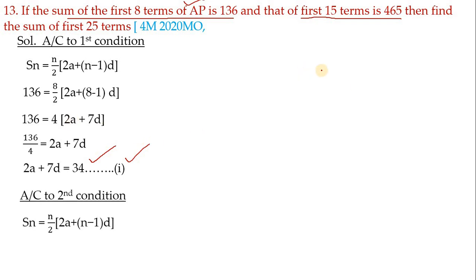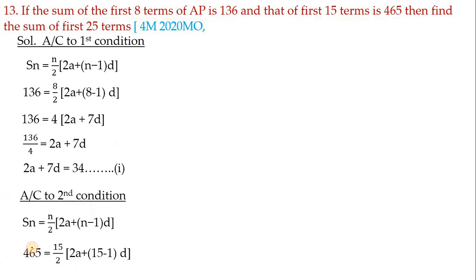Now what will be n value? 15. And what is sum? 465. In this place write 465 and wherever n is there, in that place write 50. Just like this. Next let us simplify this, children.